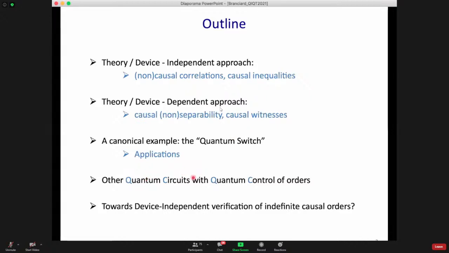And if time permits, I will tell you some more about generalizations of this quantum switch, so other types of quantum circuits with indefinite causal orders. And maybe if we have really enough time, I will talk about some of the latest research projects that I've been working on, where we want to have a fully device-independent verification of indefinite causal orders in the lab.